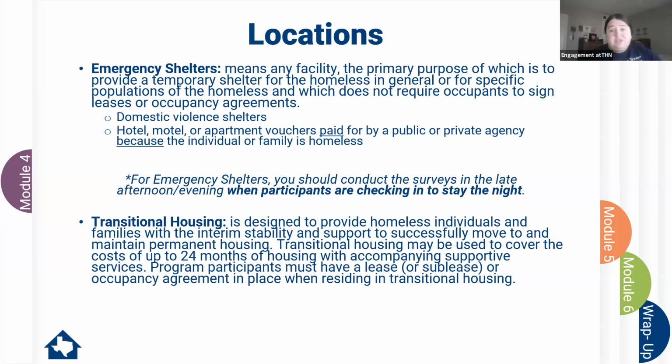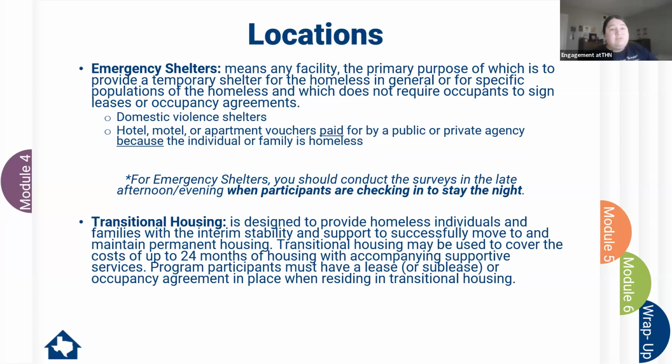So, these are just some definitions and more detailed explanations of these point in time count locations. An emergency shelter is any facility where the primary purpose of which is to provide temporary shelter for the homeless in general or for specific populations of homeless people, which does not require occupants to sign any sort of lease or occupancy agreement. That includes domestic violence shelters, a hotel or motel or apartment that is paid for by a voucher from a public agency or private agency because the individual is homeless.